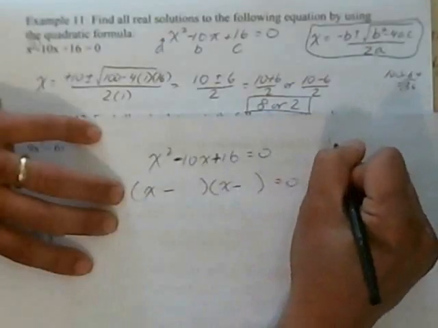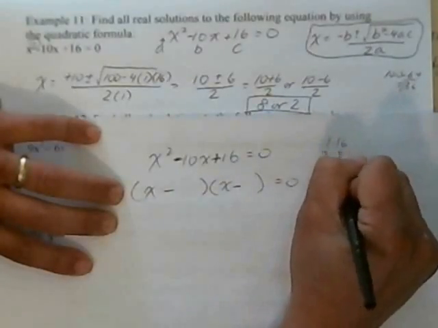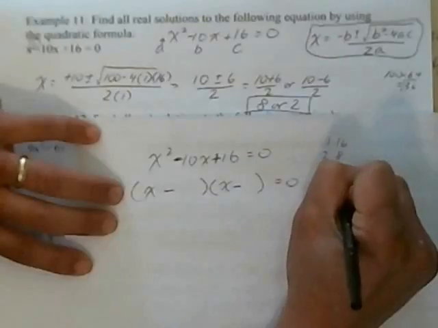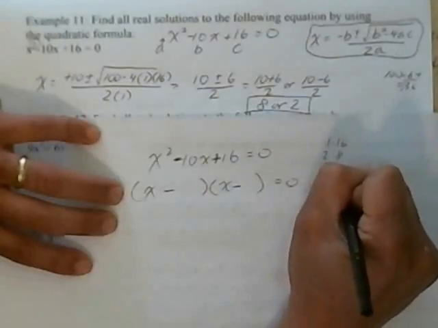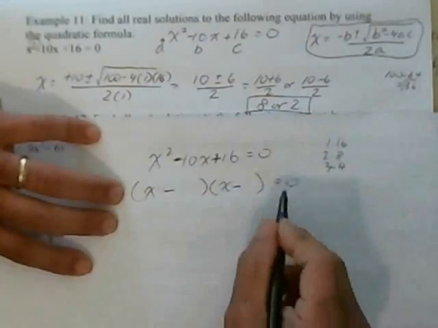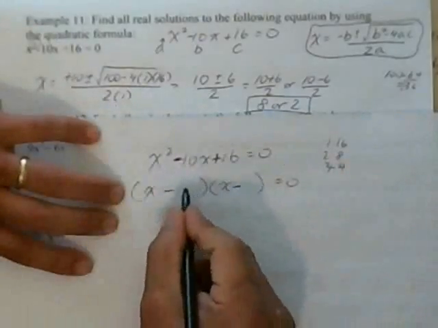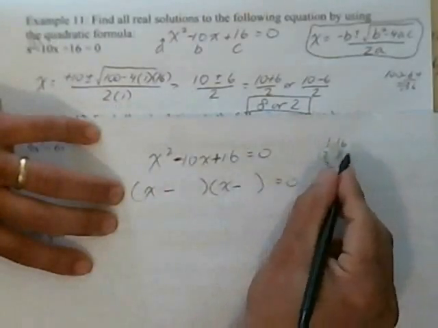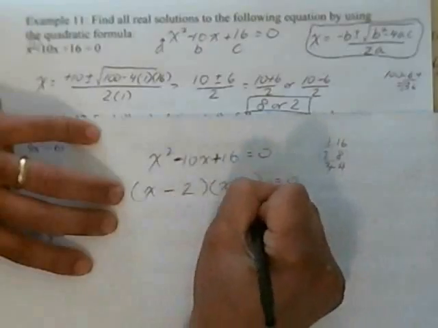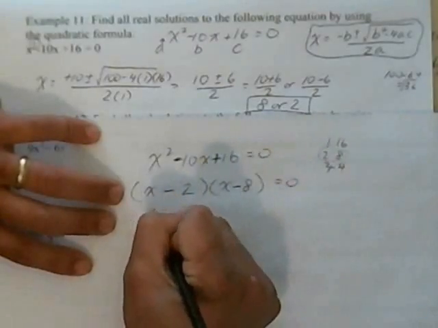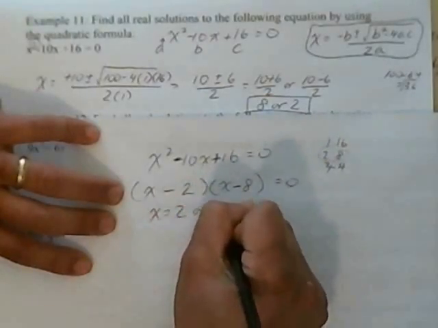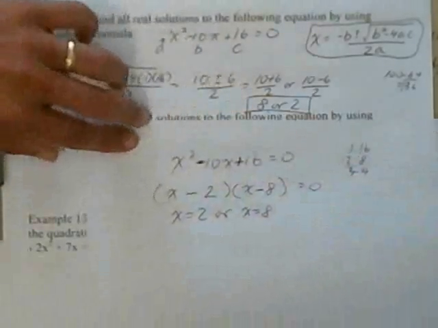Factors of 16 are 1 times 16, 2 times 8, 4 times 4. Whoops. The minus 10x is going to be the 2 and the 8. Minus 2, minus 8. Zip it out. x equals 2 or x equals 8. Oh, there it is. Same answer as this.